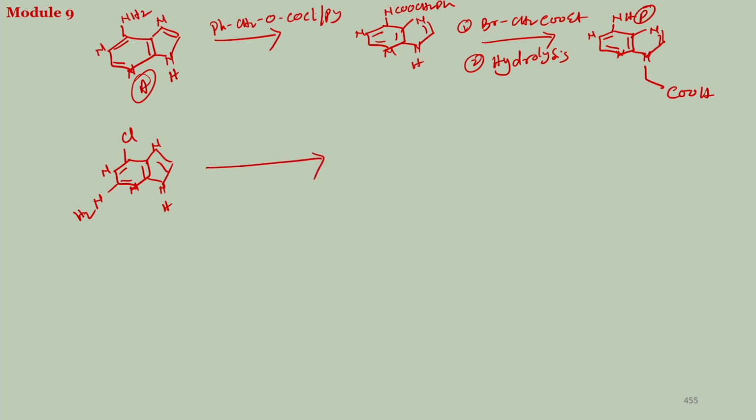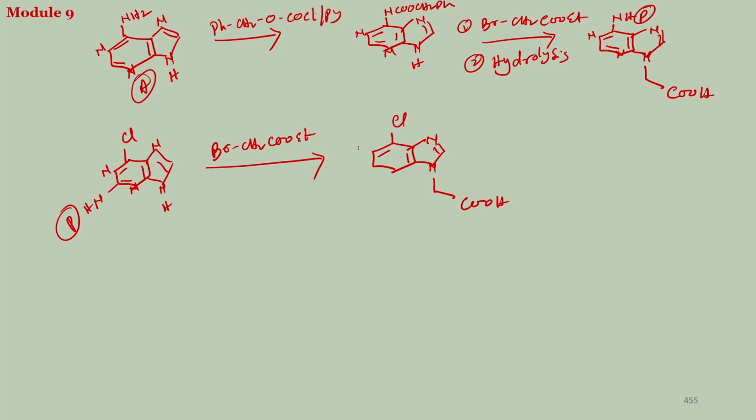So, the first step is BrCH2COOEt. You can do this protection before also and after also. So, it is better to do this protection before. NH, start with this protection, and then this, it will give you COOH followed by hydrolysis.